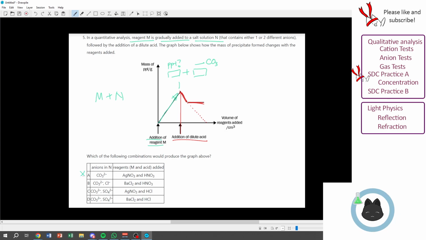So out of A, B, C, D, A is out already. Why? Try to think. If not sure, then let's go through. Why is A not possible? Something to do with this dotted line that we drew. If all of them are carbonates, then all the acid inside, what will happen to all the precipitate? It crashes all the way to 0, right? But did it become 0? No, it's not 0. So it cannot just be carbonate only.